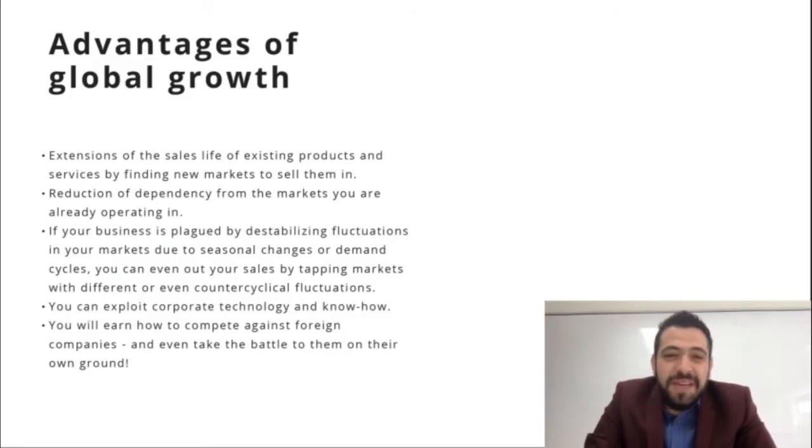Now, let's begin with our session by examining the advantages of global growth. And these are extension of the sales life of your existing products and services, reduction of dependency from the markets you already operate in, even out your sales by tapping markets with different or even counter-cyclical fluctuations, exploit corporate technology and know-how, and of course, you will learn how to compete against foreign companies and even take the battle to them on their own ground.